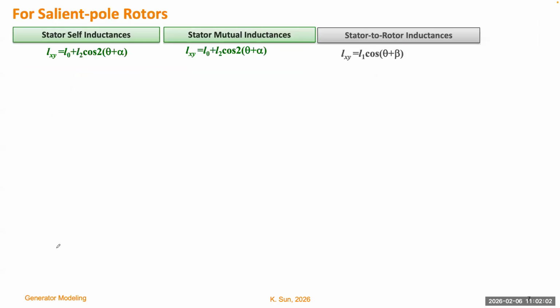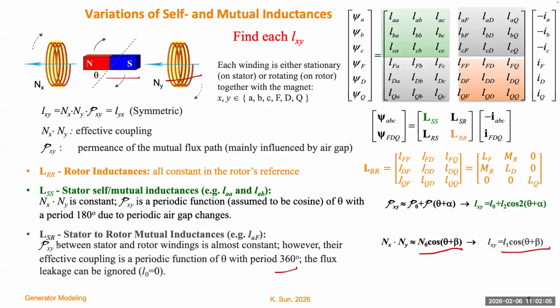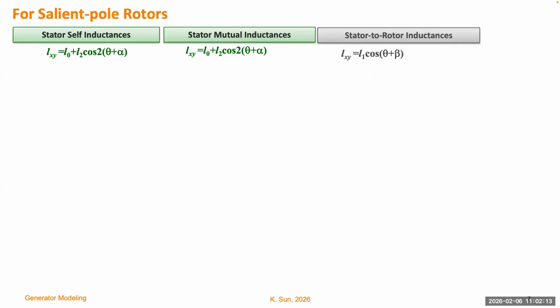Okay, so next we just summarize. For the orange box, which is very simple, all constant, there's nothing to plot. Basically, all constant value. But for the green and the gray boxes, the elements will be a function of theta. For the green box elements, which involve the windings both from the stator, they will have a period of 180 degrees. For the gray box inductances, they involve one from the stator and one from the rotor, so that will be 360 degrees.